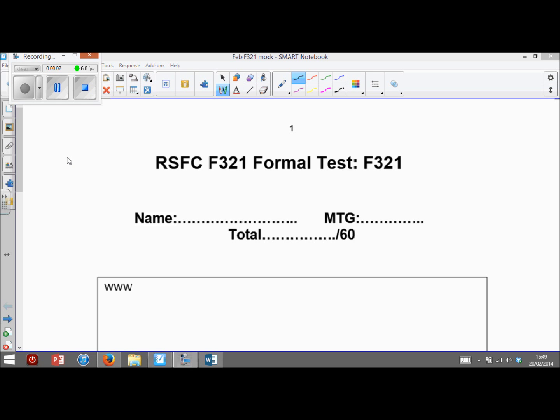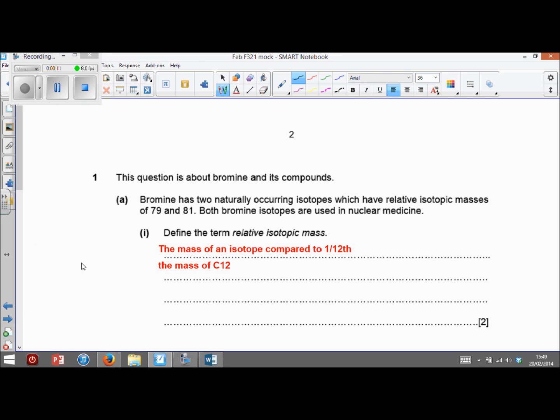This is the F321 formal test that we did in February, just before half term. So question number 1. This question is about bromine and its compound. Bromine has two naturally occurring isotopes which have relative isotopic masses of 79 and 81. Both bromine isotopes are used in nuclear medicine.